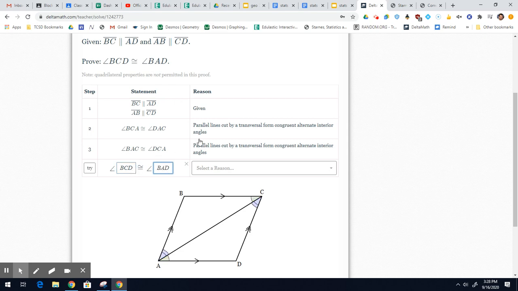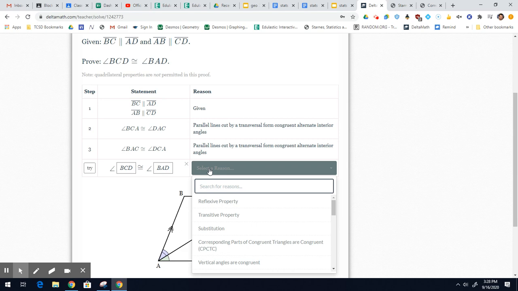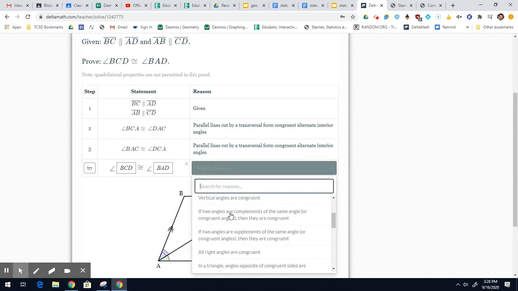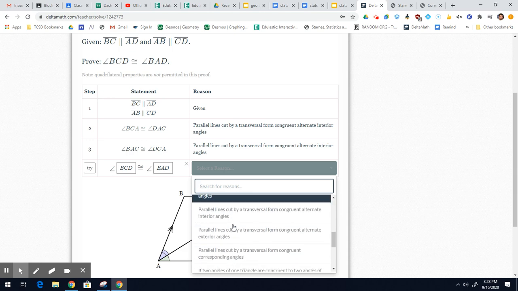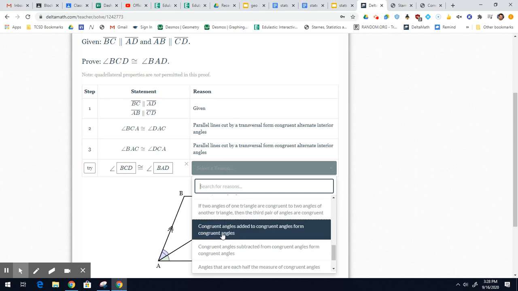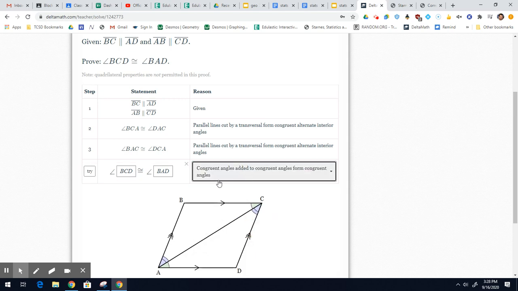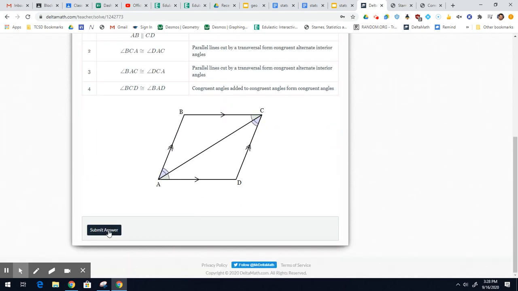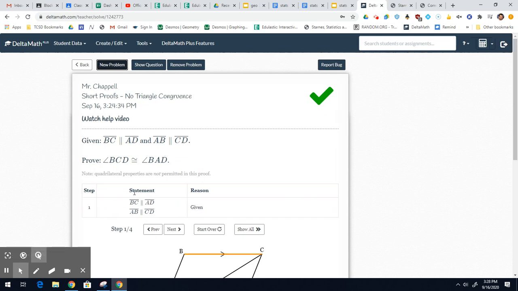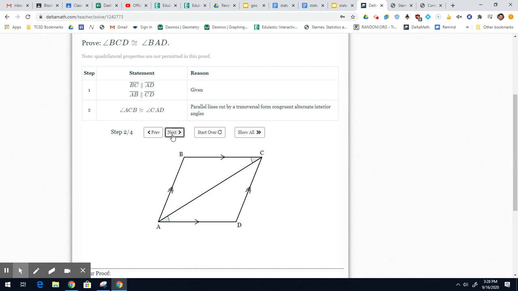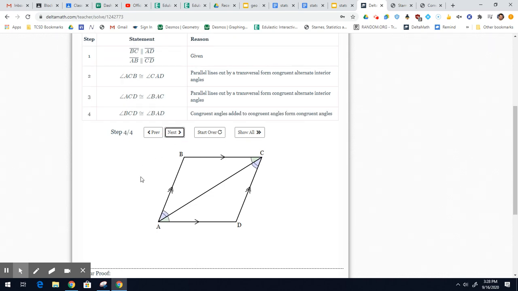What I want to prove. And this is like an angle addition reason, but you're not going to see that in this list. So let's look. It says if two angles are complements, no. Congruent angles added to congruent angles form congruent angles. Added. That's the key. So kind of look through the list. Again, I think that's angle addition in their minds. And boom, green check mark, and I am done. Awesome. Okay. And again, you can always take a look at their steps too to see what they did, but it should be the same thing that we did.